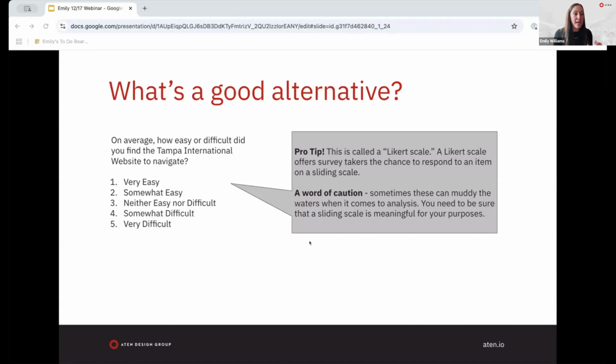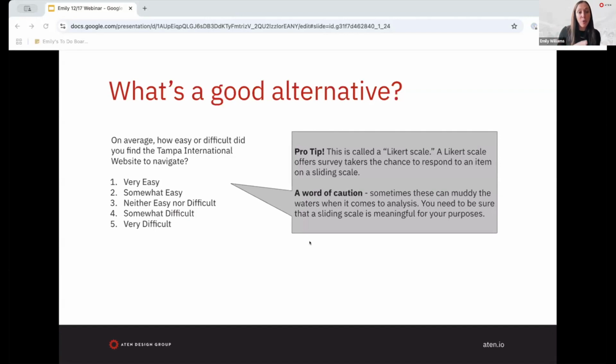And you can see here on the left that we've given them what's called a Likert scale. A Likert scale is when, instead of answering yes or no or very easy, very difficult, we've given them 5 different categories to respond to. So very easy, somewhat easy, neither easy nor difficult, somewhat difficult, and very difficult. Important here to note, there are 5 options. Sometimes we use 7 options. I personally like to stick with 5. I think it makes analysis a bit easier.